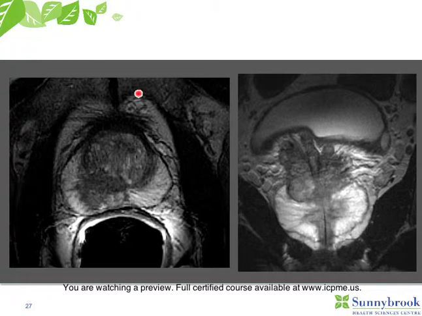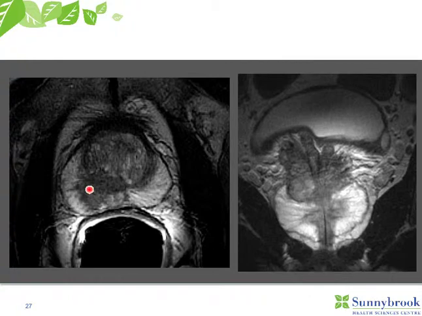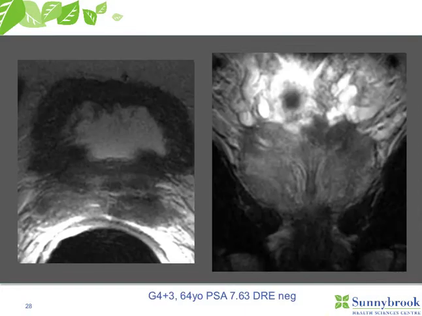The general approach to staging is to undercall. So obvious right-sided peripheral zone cancer here, obvious extension here into the seminal vesicles on both sides, and so this is bilateral extraprostatic extension, T3b tumor in this case. Another case of fairly obvious extraprostatic extension, we can see clear gross tumor extension into the left seminal vesicle, and in fact some right extraprostatic extension here, just inferior to the seminal vesicle.